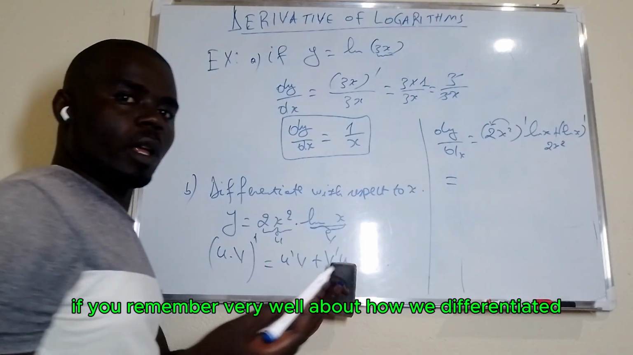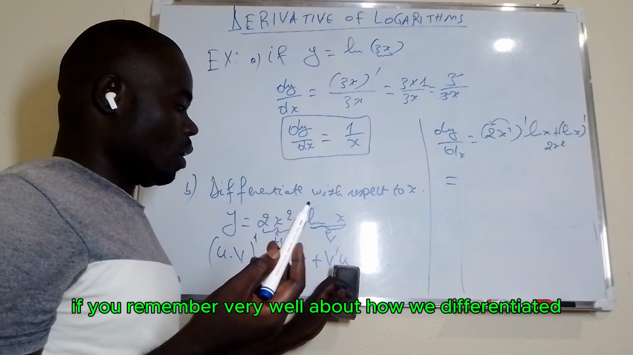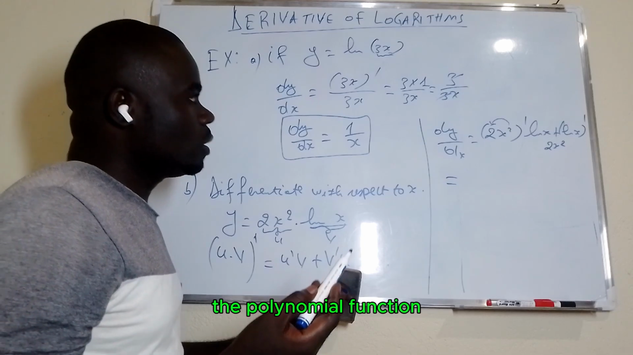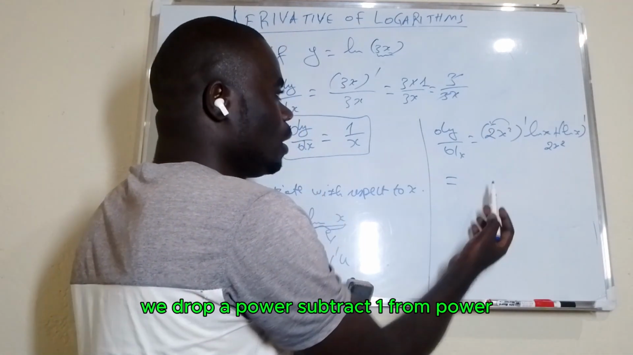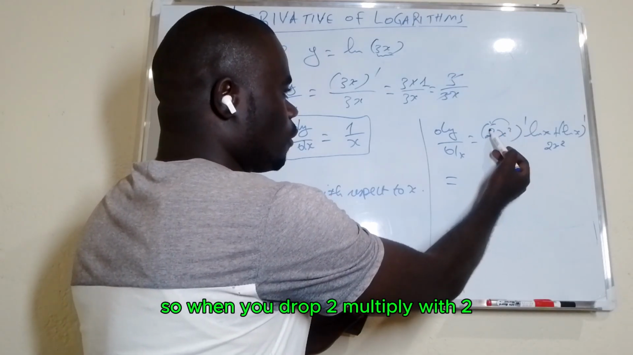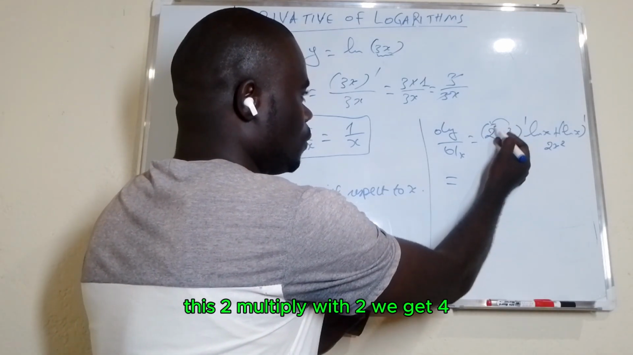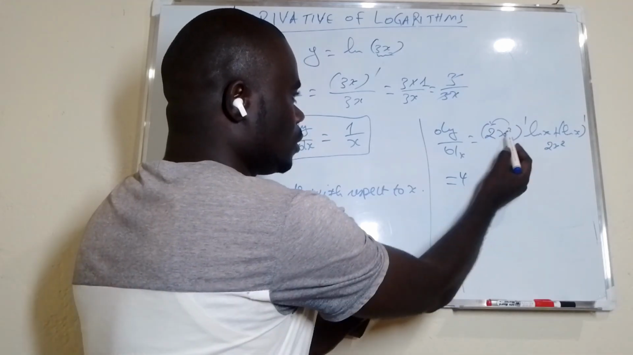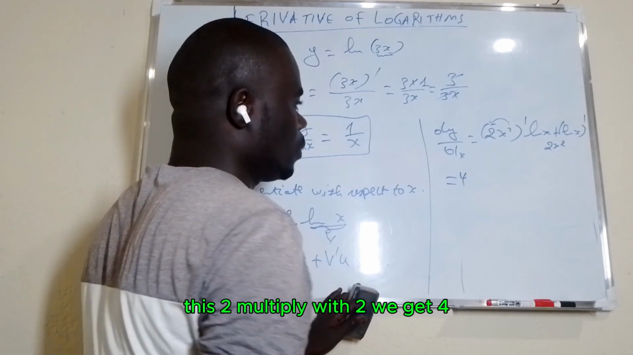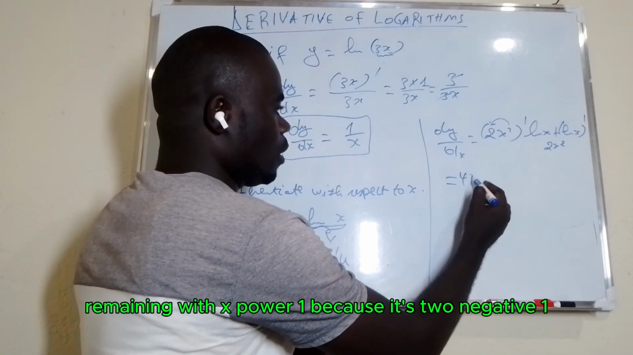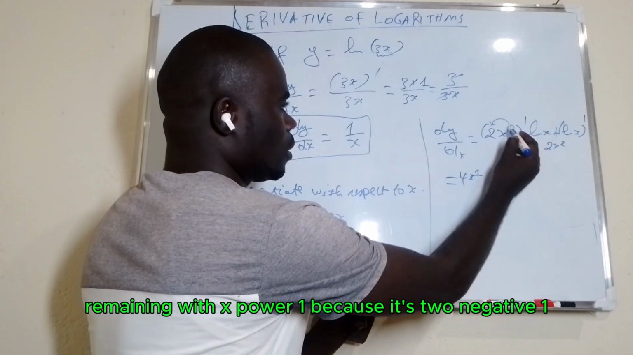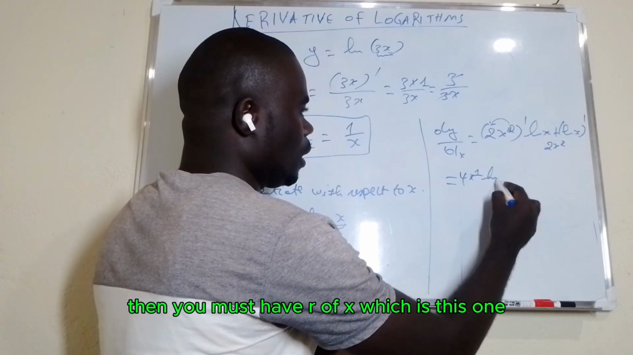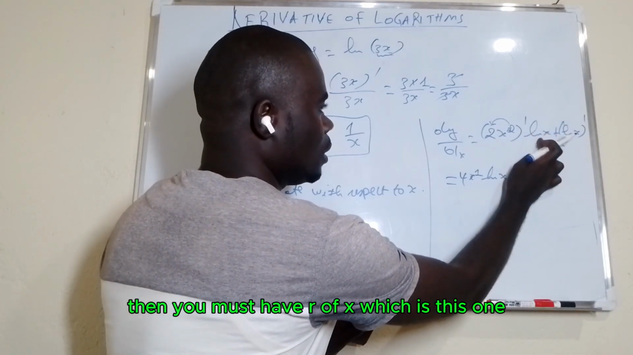If you remember very well about how we differentiated the polynomial function, when you have a variable with a power, we drop the power, subtract 1 from the power. So when you drop 2, multiply with 2, these 2 multiply with 2, we get 4. We remain with x power 1, because it is 2 minus 1. Then we multiply with ln of x, which is this one.